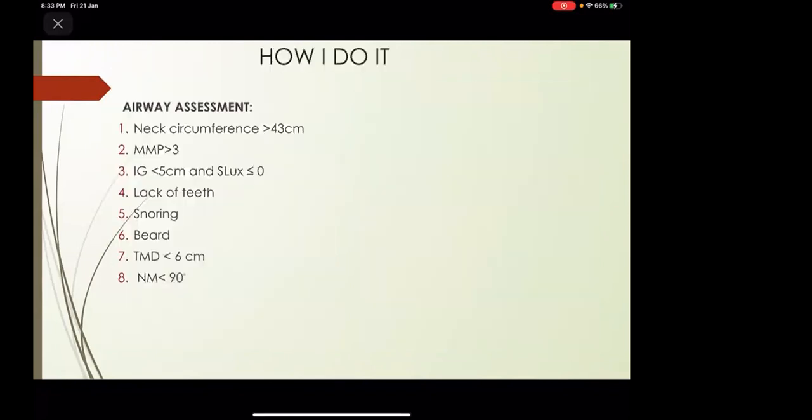So in my patient, how I'll assess is, I'll look at the Mallampati grading, mouth opening, subluxation, that is whether the patient is able to bring his lower incisors in front of the upper incisors or not, thyromental distance, and neck movement, if it's less or more than 90.